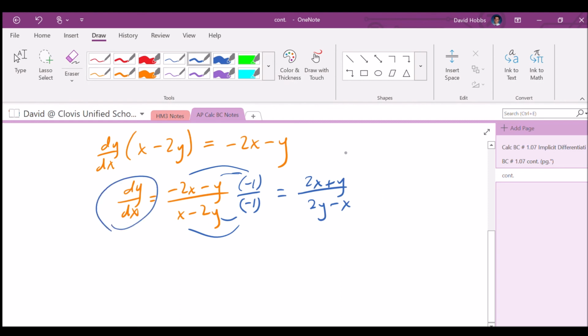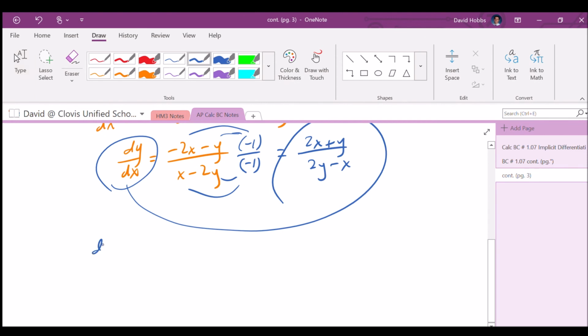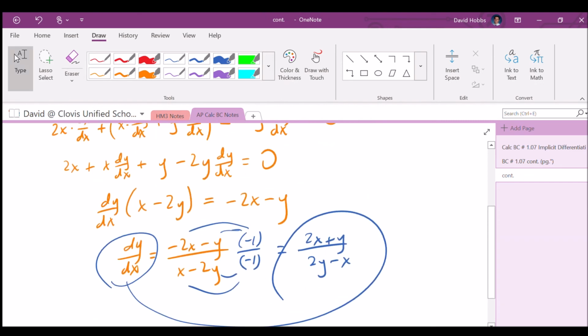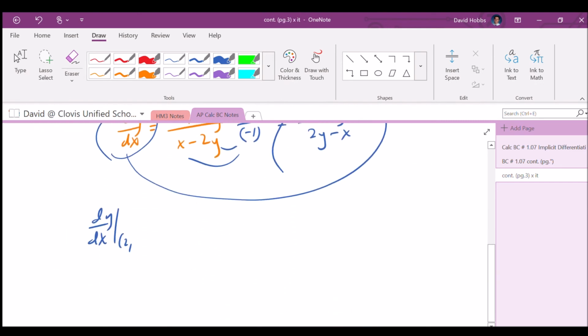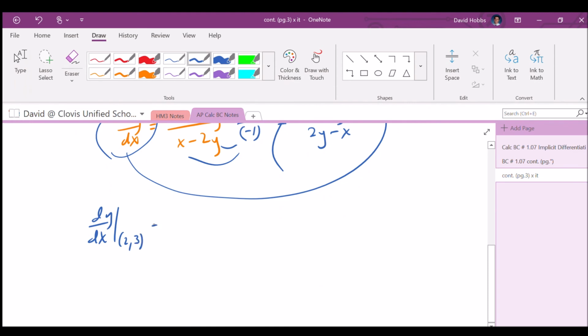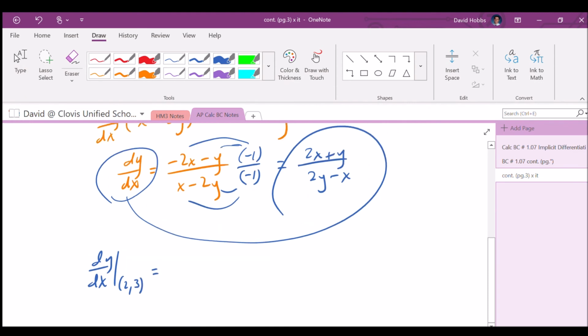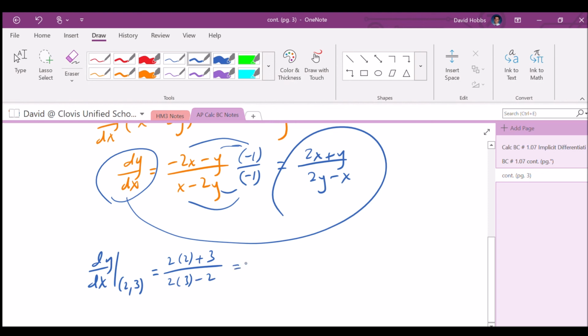So here's dy/dx, and I want to evaluate dy/dx at the point (2, 3). Yeah, (2, 3). Okay, so I have 2 times 2 plus 3 over 2 times 3 minus 2, which is 4 plus 3, 7, over 6 minus 2, 4. Okay, that's the tangent slope at (2, 3).